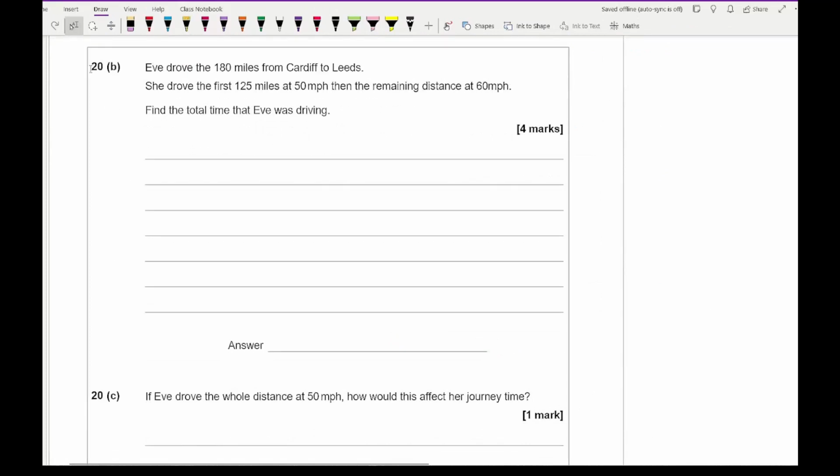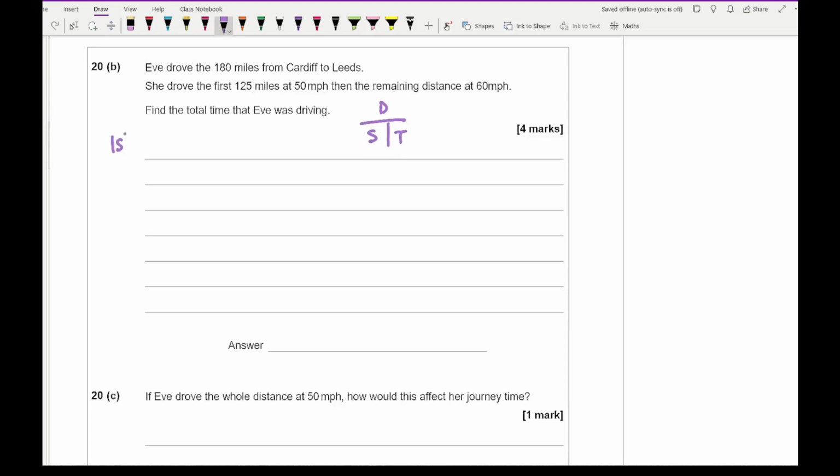Question 20b, it says Eve drove 180 miles from Cardiff to Leeds. She drove the first 125 miles at 50 miles an hour and the remaining distance at 60 miles per hour. Find the total time that Eve was driving. Well, for this, I need to set up my distance, speed, time triangle.